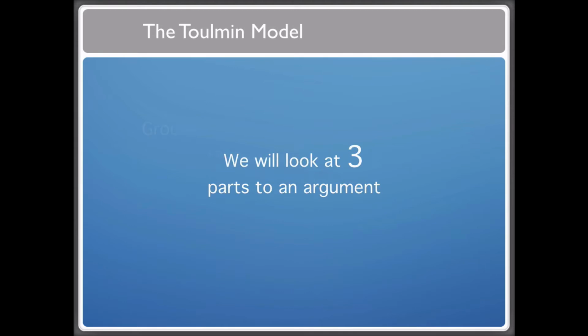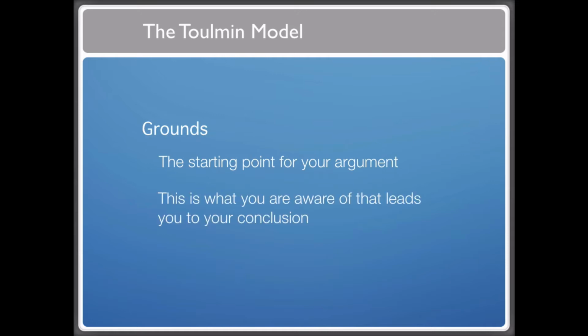And the first thing that we look at is what we call grounds. The grounds is what we can observe. It's really the starting point for the argument. This is what we're aware of, what we've observed, what we've seen, that leads us to a conclusion. It can be a first-hand observation where we directly see it, or second-hand where we read or hear about it. But the grounds is where we start.